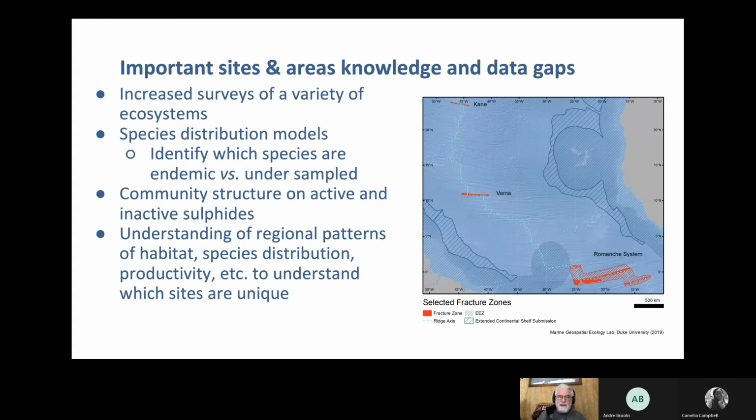So here we would need to fill the knowledge gaps on surveys, additional surveys with a variety of ecosystems, increased knowledge and information about distribution models, identifying which species are endemic versus undersampled, community structure information on active and inactive sulfide vent regions, a better understanding of regional patterns of habitat, species distribution, productivity, to understand which sites are truly unique. And so the subtle difference between the VME level of information collection and this level is really putting it into context. Okay, we need to understand the whole region to also be able to say why these sites are especially important within the region.